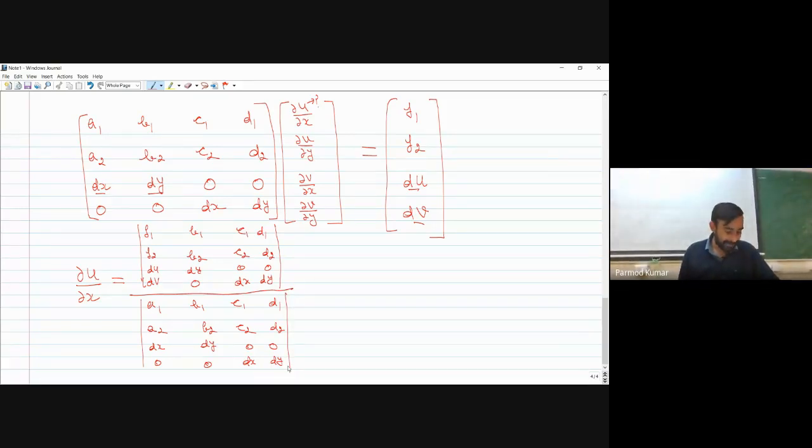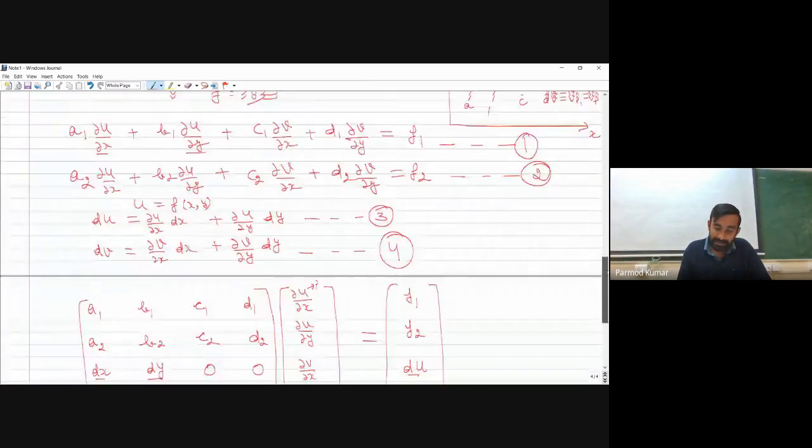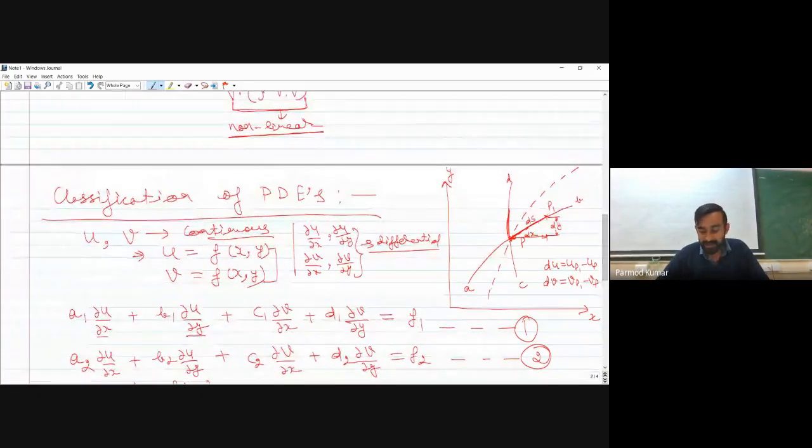Now you can see, let me call the above matrix as matrix B, and this bottom matrix I am calling as matrix A. One important conclusion you can see from here, which I told you earlier, is that we will be having some characteristic line over this xy coordinate system which will be passing through point P, and along this line we will not be able to determine the values of del u by del x, del u by del y, del v by del x, and del v by del y.